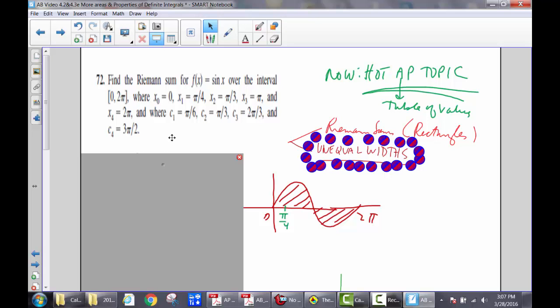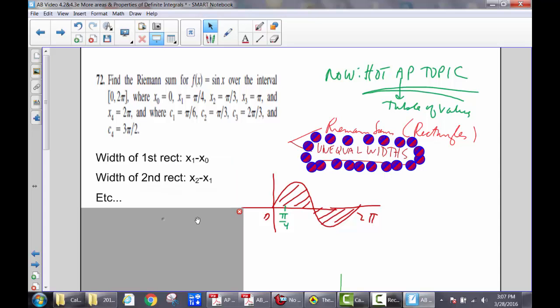Also, instead of inscribed, circumscribed, right endpoint, left endpoint, or midpoint, they're telling you inside that first interval from 0 to pi over 4, you're picking this spot, pi over 6. F of this number is going to be the height of the rectangle. And then between pi over 4 and pi over 3, it's pi over 3, which is the right endpoint. Between pi over 3 and pi, it's 2 pi over 3, which is the midpoint. And between pi and 2 pi, it's 3 pi over 2, which happens to be the midpoint.